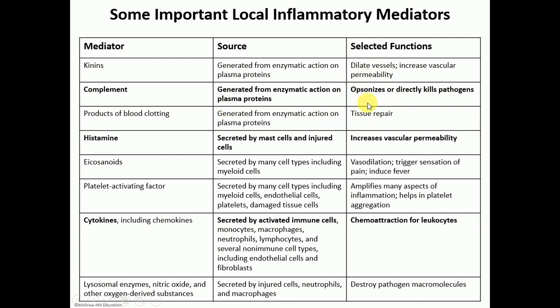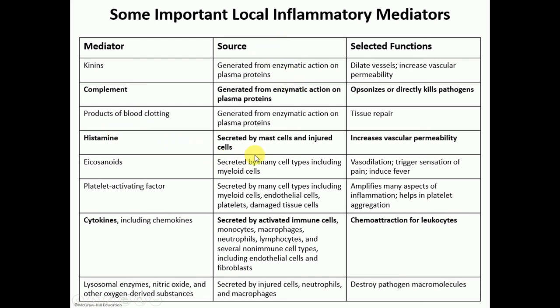Their selected functions are opsonization, or they directly kill the pathogen. Opsonization means that if they can't kill the pathogen themselves, they red flag it and make it easier for the immune system to identify and attack them. There's going to be more about the complement system as we go.